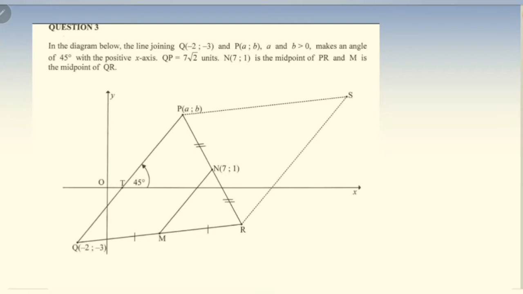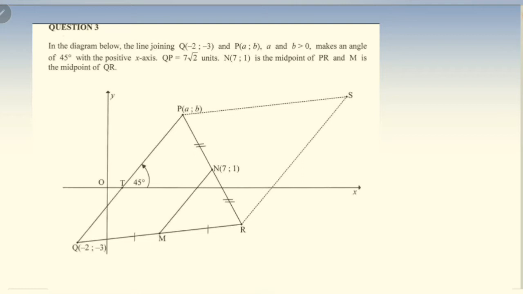In my next video, we will be starting with the circle. Let me read this question. In this diagram below, the line joining Q and P, where Q is given as (-2, -3), and P is not given, (a, b). The x value is a, the y value is b, and a and b are both positive, which means P is in the first quadrant. It makes an angle of 45 degrees.